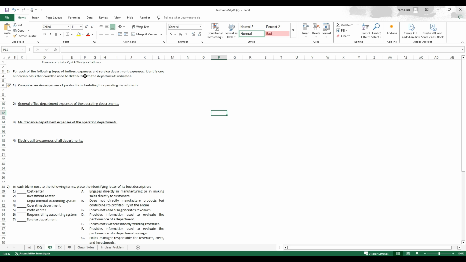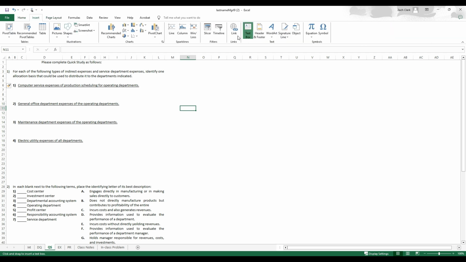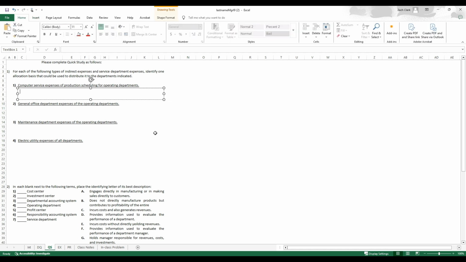And this problem says, for each of the following types of indirect expenses and service department expenses, identify one allocation base that could be used to distribute it to the departments indicated. So computer service expenses of production scheduling for operating departments. So this would be kind of like an IT department type of thing. And there could be numerous answers to this question. This is sort of a use your judgment type of deal.